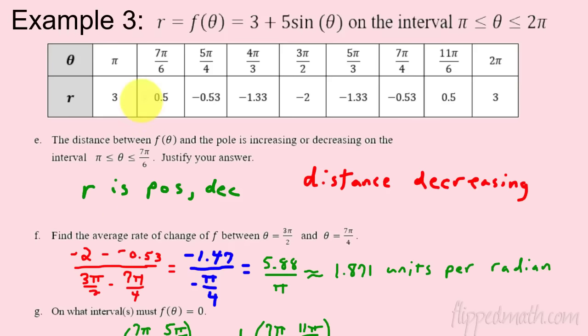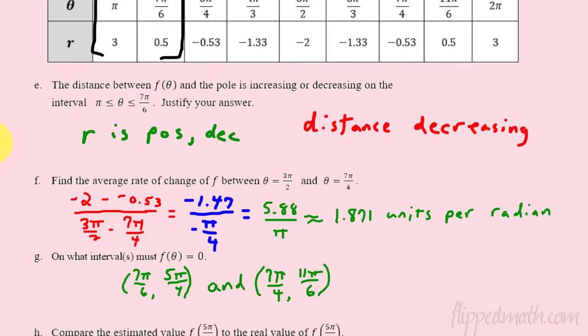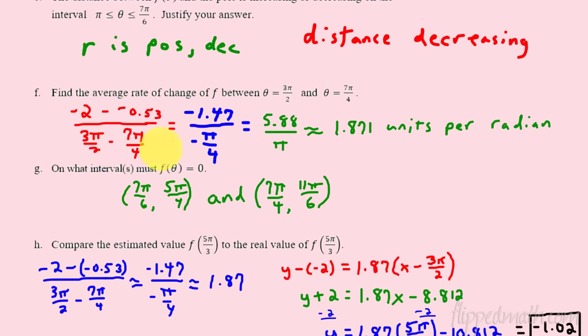Awesome. So in letter E, you're just looking at this really small interval from pi to 7 pi over 6. It's a positive r that's decreasing, so we're going to say the distance to the pole is decreasing. Hopefully that's just following the rules. Make sure you're cool. Gave you an average rate of change here. How'd you do here? Just make sure you label it. This is some kind of units. I got 1.871 units per radian. Plug and chug into the little slope formula, and you're good to go there.